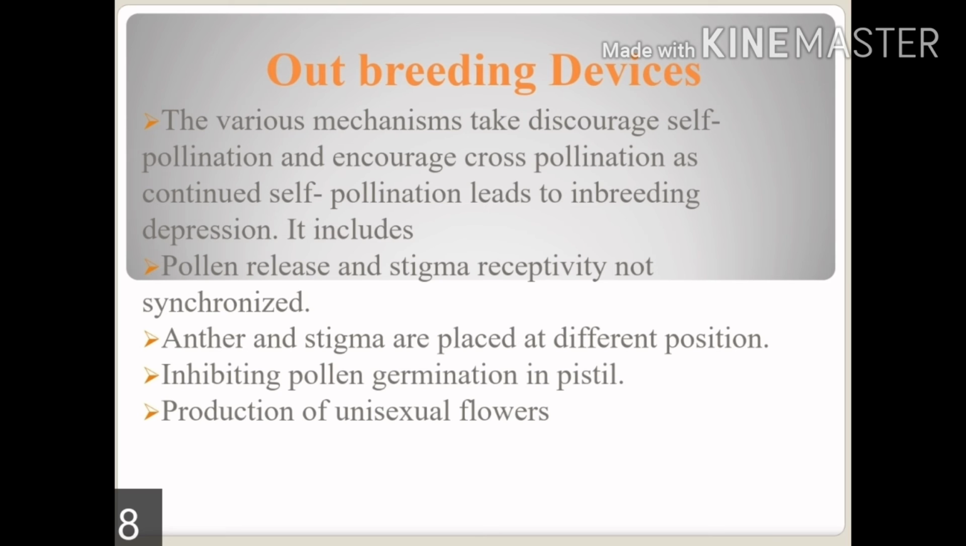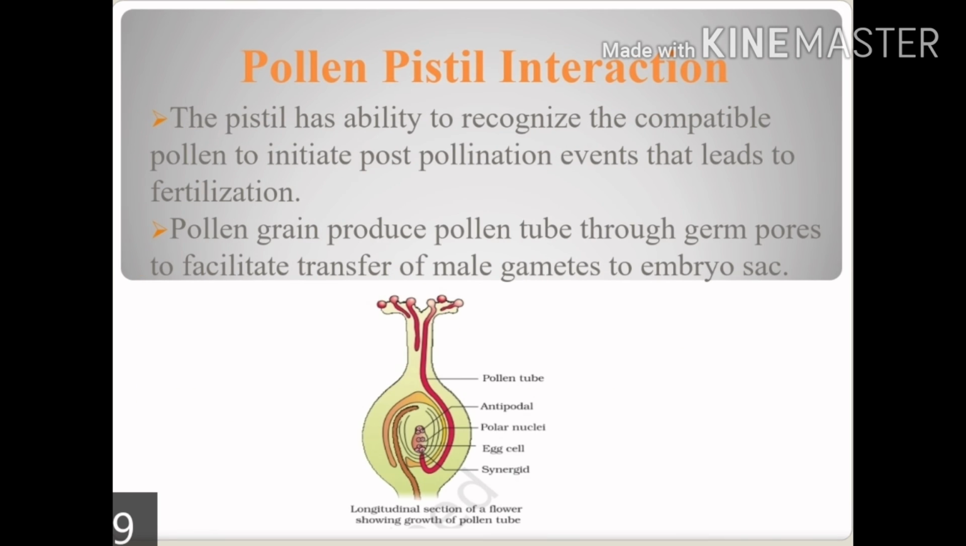So now moving to the last topic of the day, that is pollen-pistil interaction. The pistil has the ability to recognize compatible pollen to initiate post-pollination events that lead to fertilization. Means as the anther releases the pollen grains to the female reproductive part, that pollen grain finally has to meet the ovary. And how does it take place? The pollen grain produces a pollen tube through the germ pores to facilitate transfer of the pollen gamete to the embryo sac. So it is the way for the pollen grains to reach the pistil part.